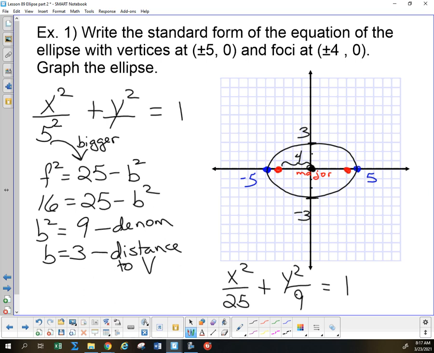So do I have everything it asked for? Standard form, graph the ellipse, put my box around my standard form. Does anybody have a question on that one? Okay, this next one's going to be very, very similar.